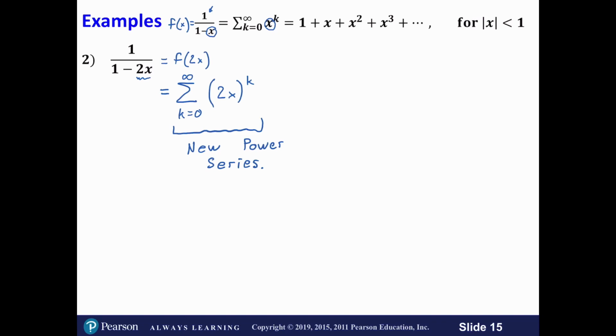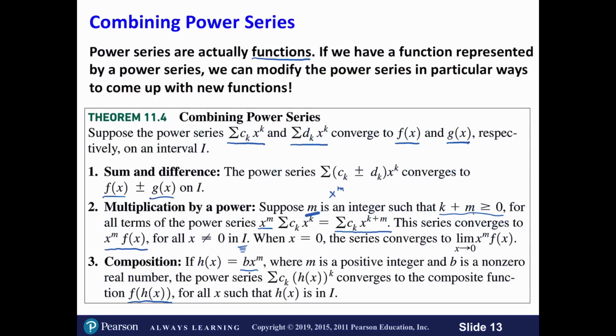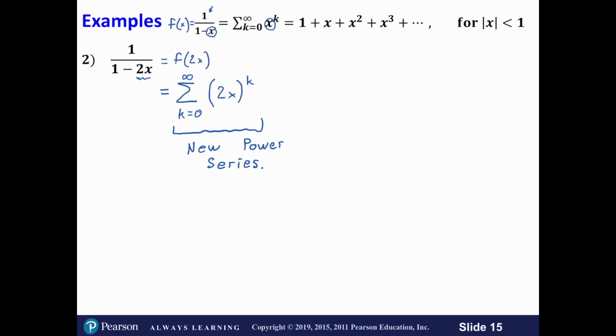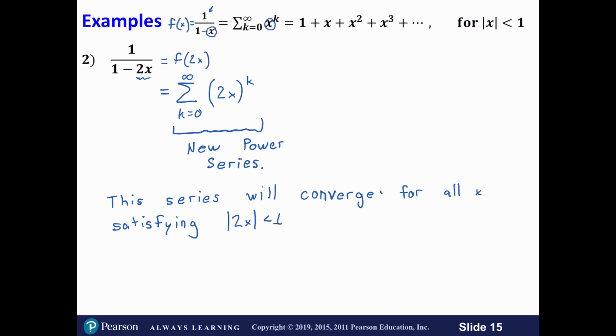So, the idea is that if we go back to our theorem, it now says that h of x is in I. This will converge for all x such that h of x is in I. H of x in this case is 2x. So this series will converge for all x satisfying absolute value of 2x less than 1.